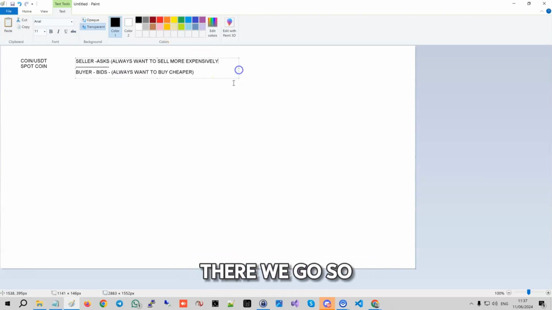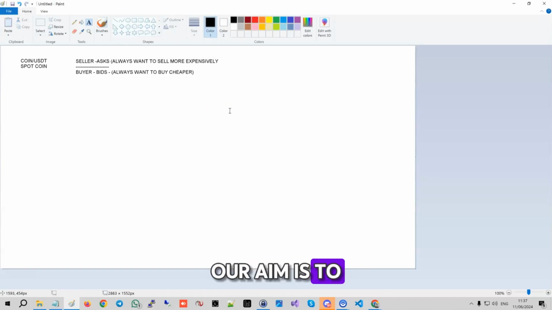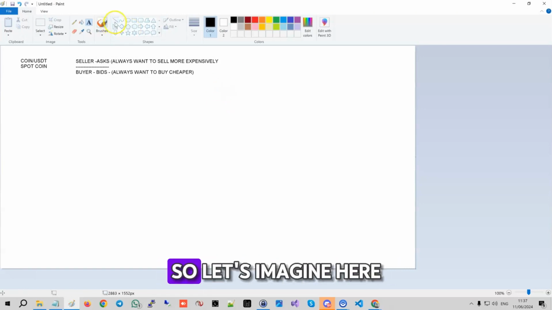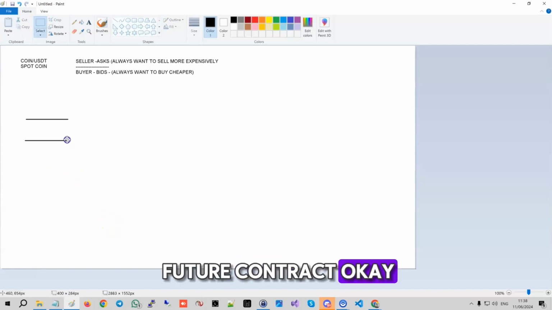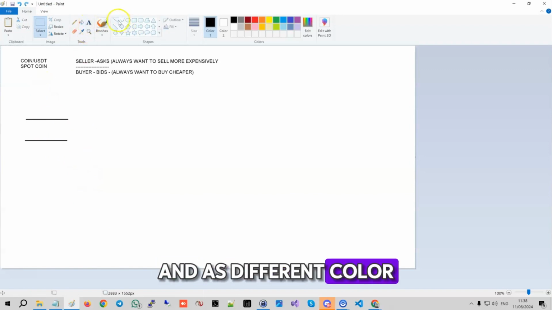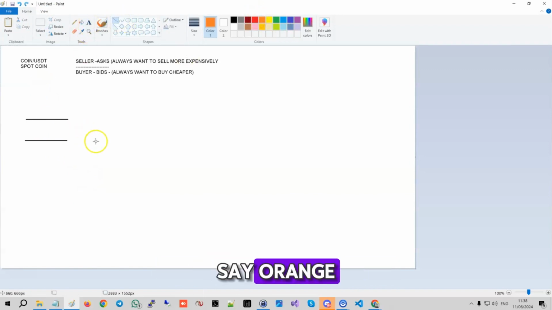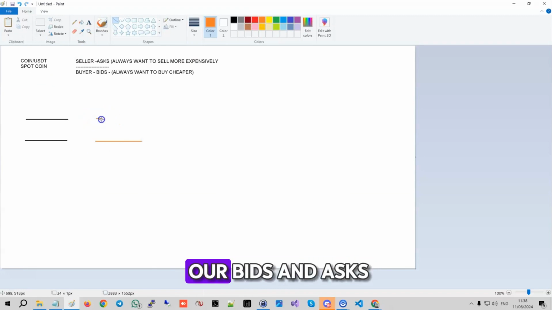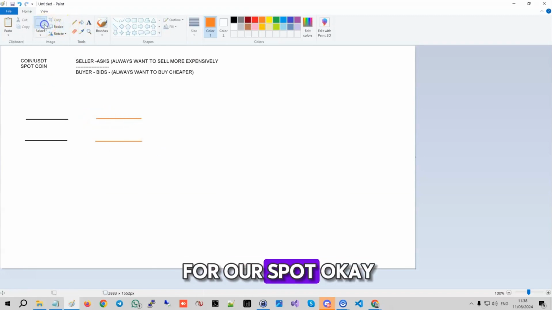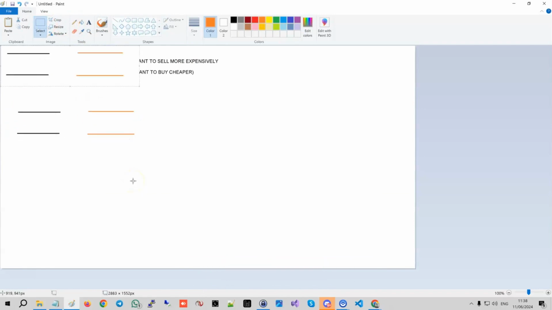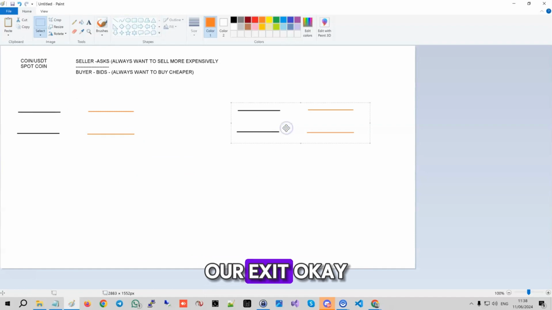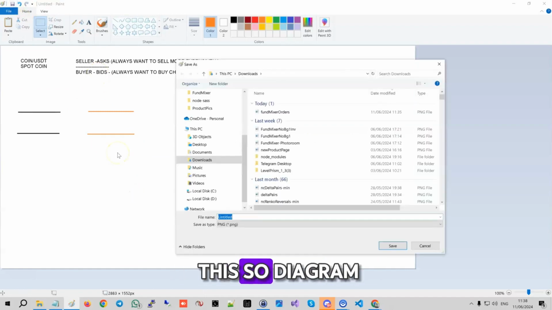First of all, our aim is to open the same value of the contract. So the value is going to differ, right? Let's imagine here are our bids and asks for the future contract. I'm going to use a different color, let's say orange, and orange will be our bids and asks for our spot. This is going to be our entry and this is going to be our exit. I'm just going to save this diagram.